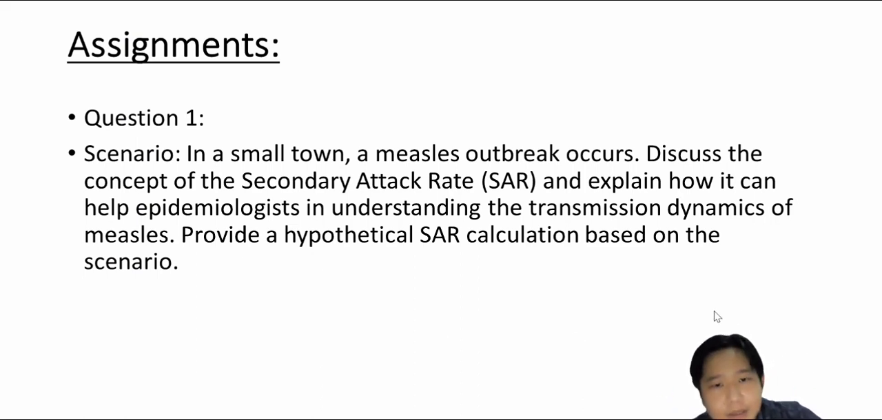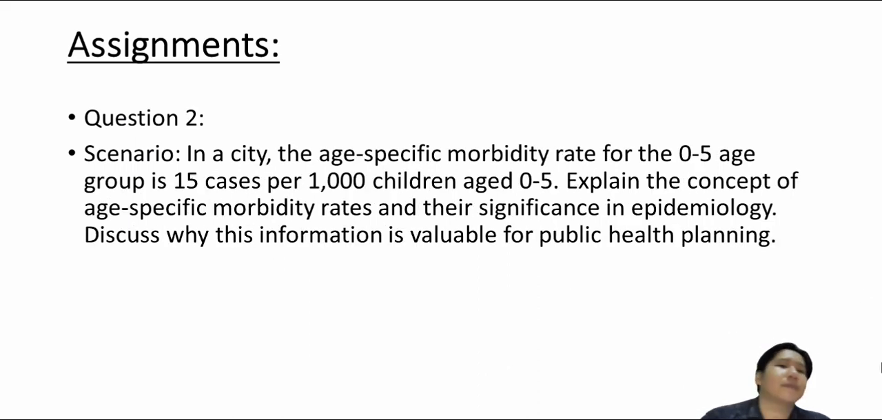Right? Okay. Next. In a city, the age-specific morbidity rate for the 0 to 5 age group, under 5 years old, is 15 cases per 1,000 children. Explain the concept of age-specific morbidity rates and their significance in epidemiology. Then discuss why this information is valuable for public health planning. Okay.